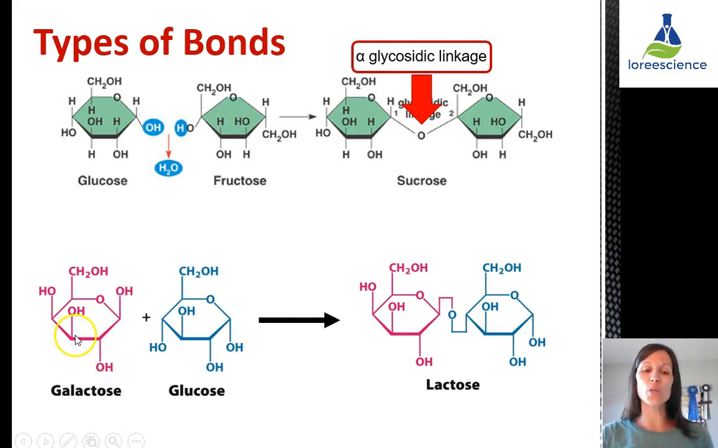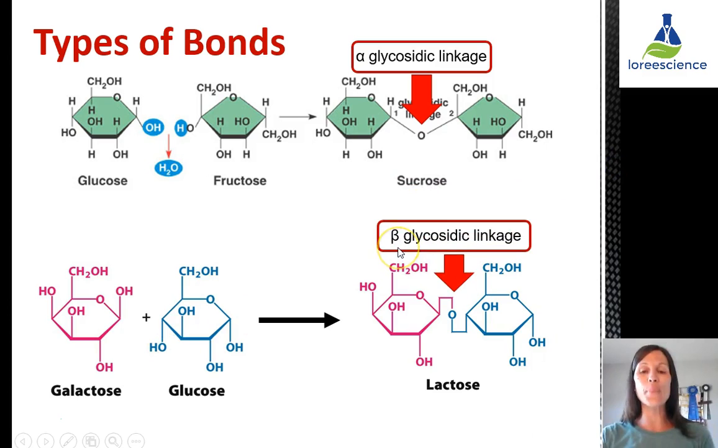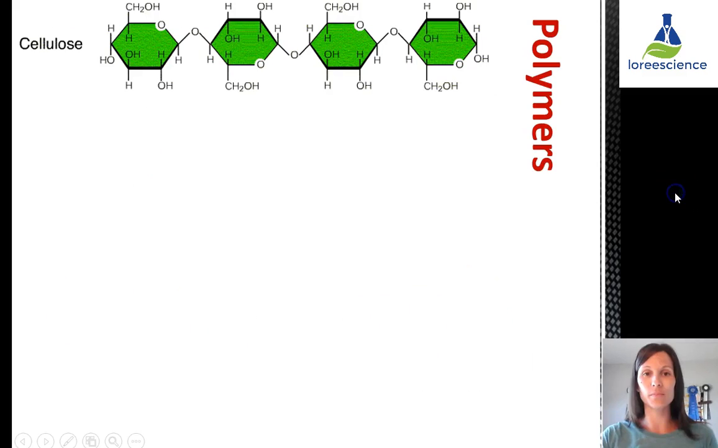However, if you have a molecule like galactose and glucose, you will end up with a different bond, because if you look at this, this hydroxyl is pointing up and this one is pointing down. These are 3-dimensional molecules. So you end up with what is called a beta glycosidic linkage, because the bond goes up and then down on the other side. You do not need to be able to draw this example. However, you do need to be able to recognize beta glycosidic linkages, or recognize if you had an alpha and a beta glucose together, this is the type of bond that would be formed.